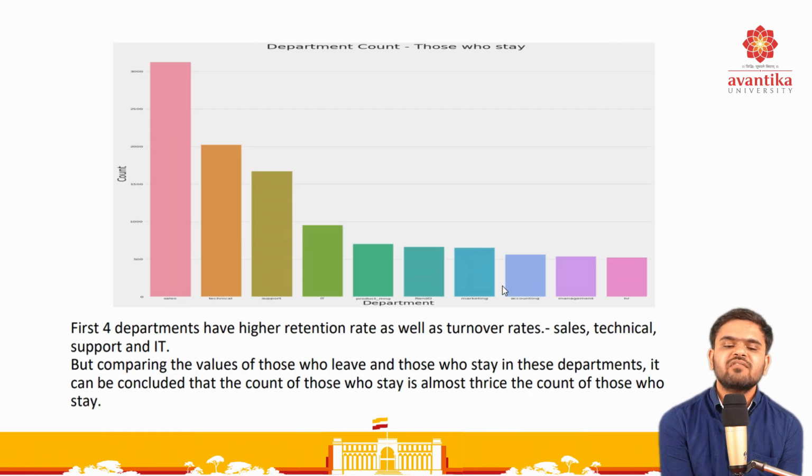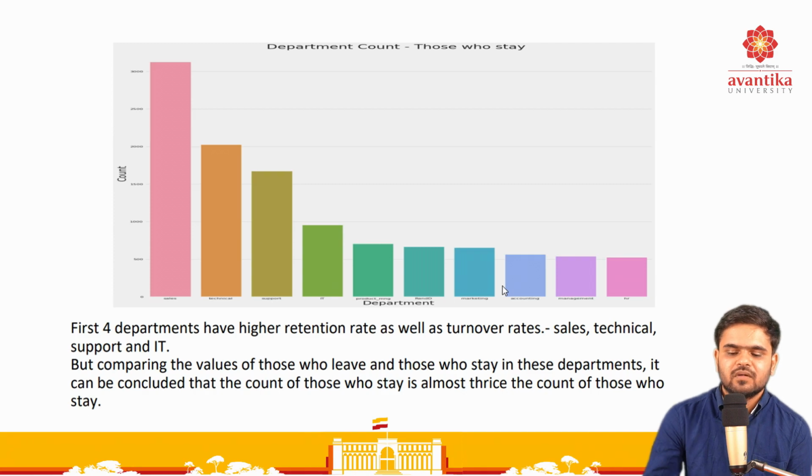And for those who have stayed, surprisingly the first four departments have higher retention rates as well as higher turnover rates. So sales, technical, support and IT, all three or four departments have higher turnover rates, and people are coming in as well as going out. But comparing those who have left and those who have stayed back in these departments, it can be concluded that the count of those who stay is almost thrice the count of those who left.